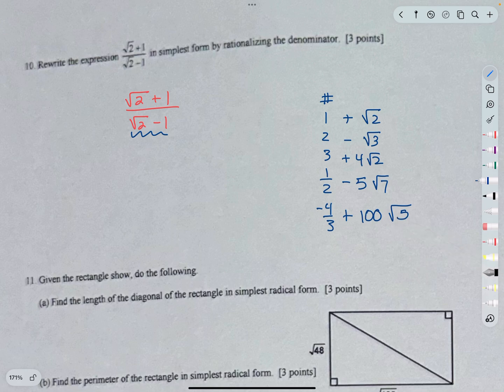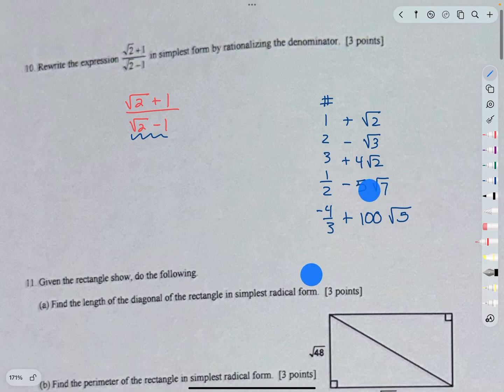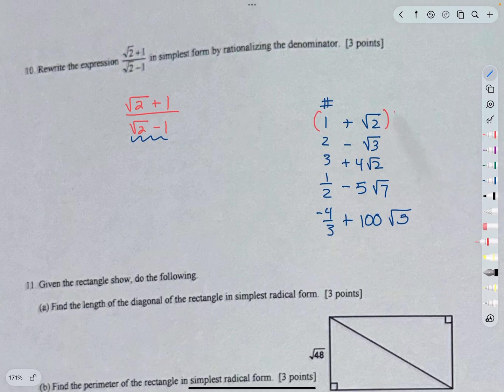All of these are binomial radicals, meaning they've got two terms in them. One of them's rational, just a nice pretty number. The other one is a square root of something, or a product of a square root of something and a number. These are all binomials, and all of these binomial radicals have conjugates.